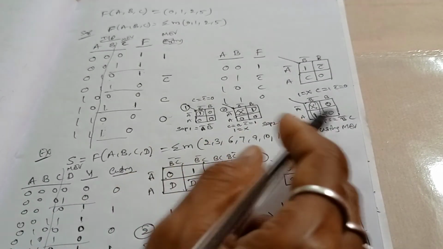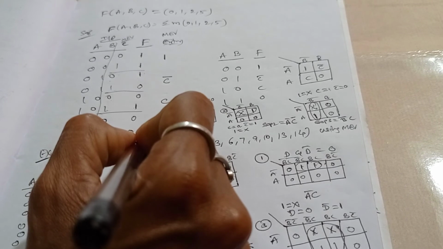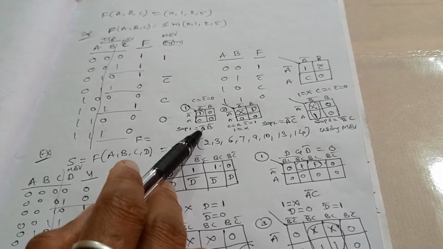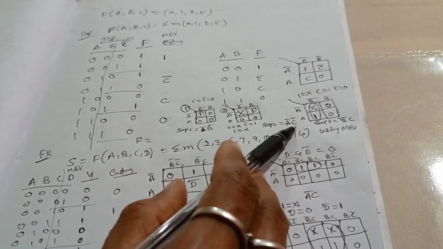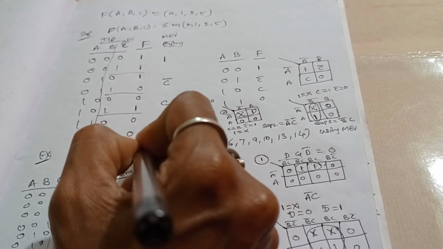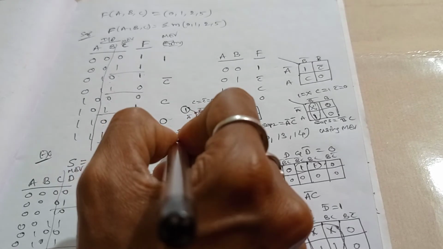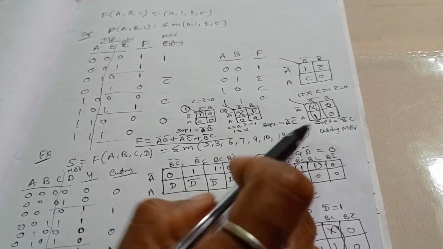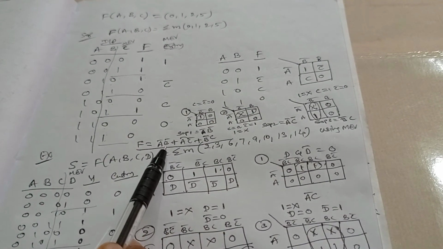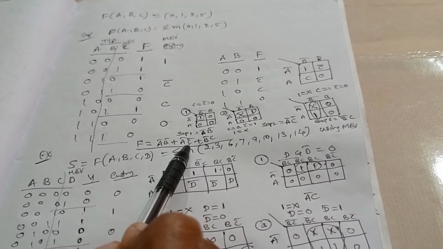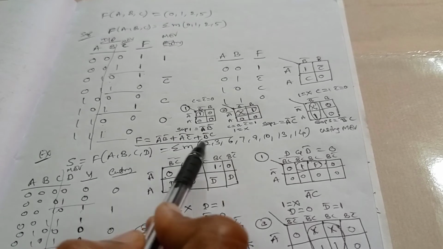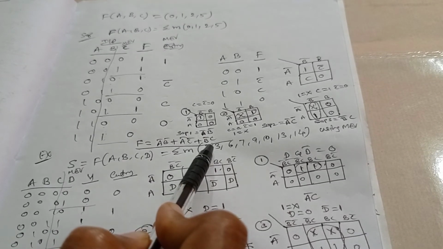Now we'll consider all these three and we'll write the minimized function, that is f is equal to, now f becomes A bar B bar plus A bar C bar plus B bar C. A bar B bar plus A bar C bar plus B bar C. First SOP A bar B bar, and second SOP A bar C bar, and next SOP B bar C. This is the final minimized expression f.